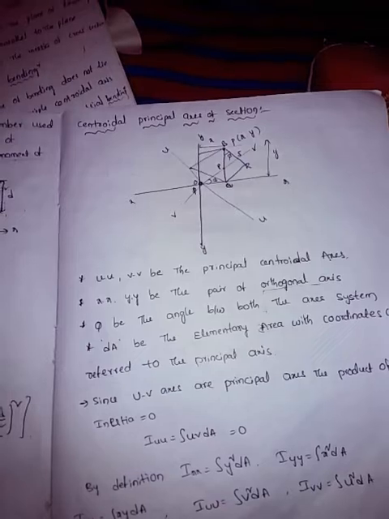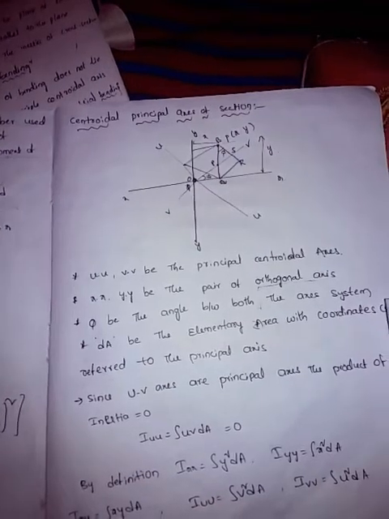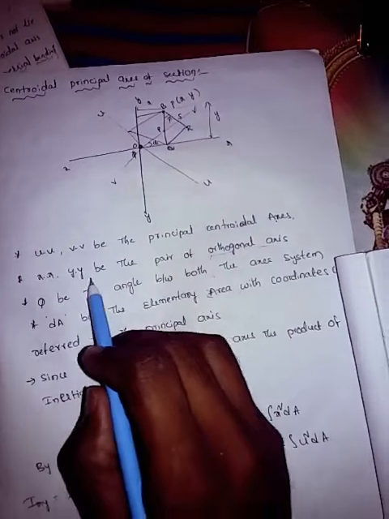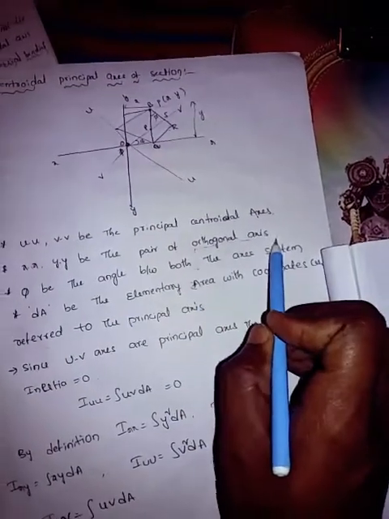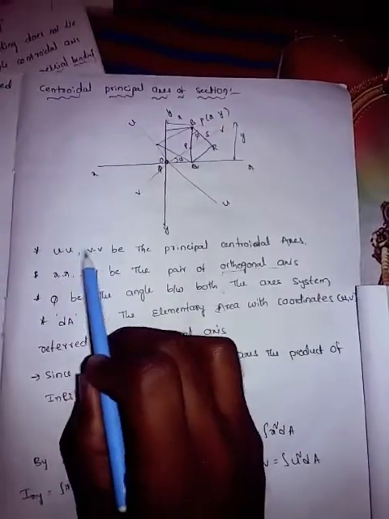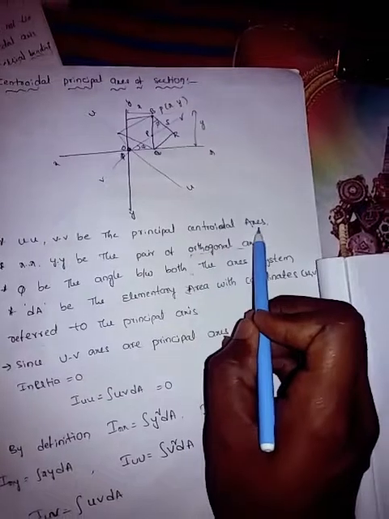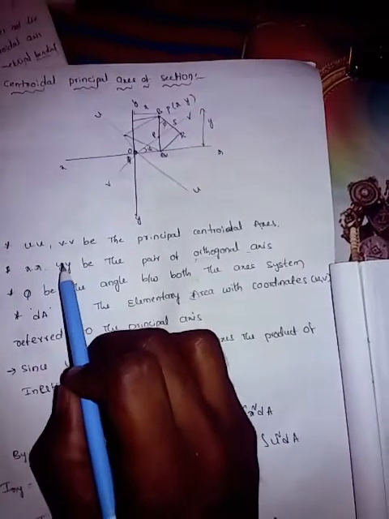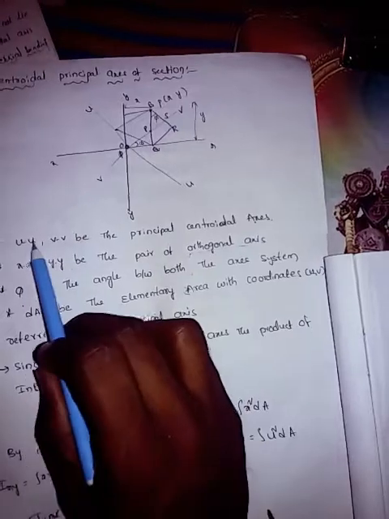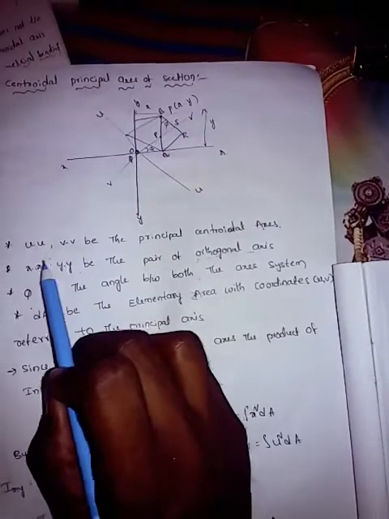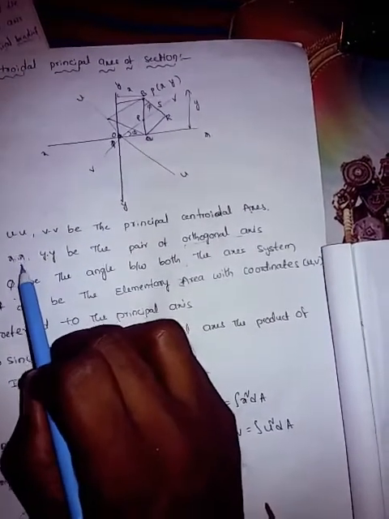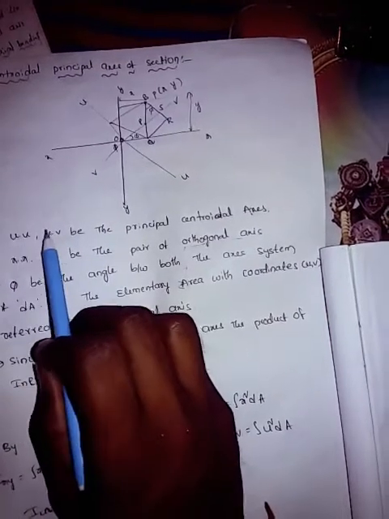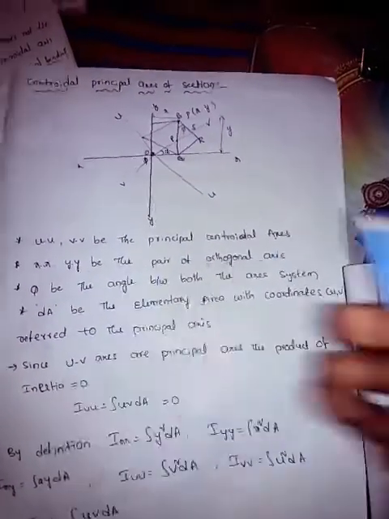Again, next we find out the symmetrical centroidal axis of the principal. It is to find out the exact centroidal distance. We take xx and yy as the pair of orthogonal axes. Another, we take uv as the principal centroidal axes. u is nothing but x, v is nothing but y. Both references are centroidal axes. Moment of inertia xy is equal to 0, and uv also 0.